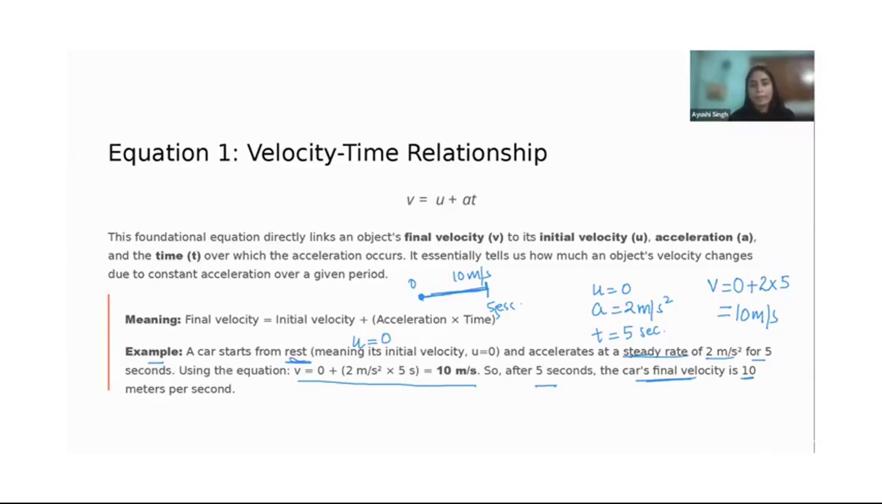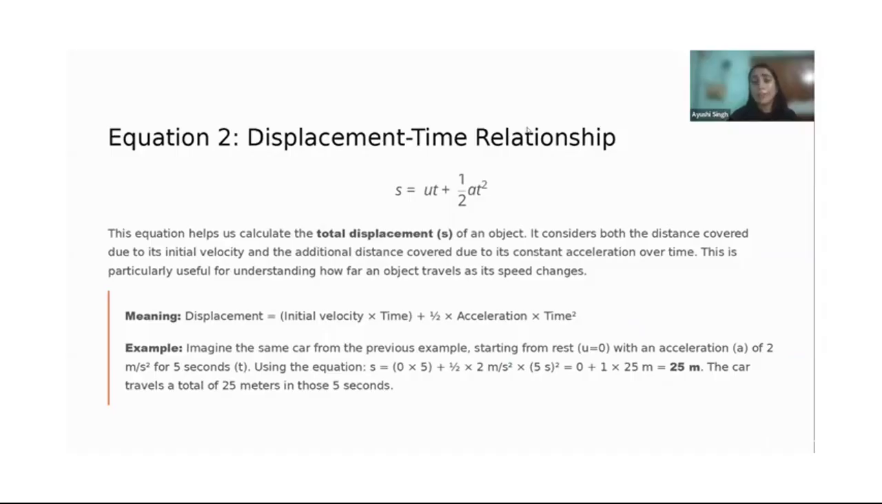Now the second equation would be the displacement time equation. Here you will be able to calculate the displacement with the help of your initial velocity, your acceleration, and the time. This equation helps us calculate the total displacement of an object. It considers both the distance covered due to initial velocity and the additional distance covered due to its constant acceleration.